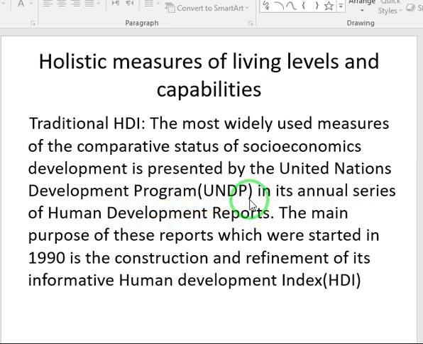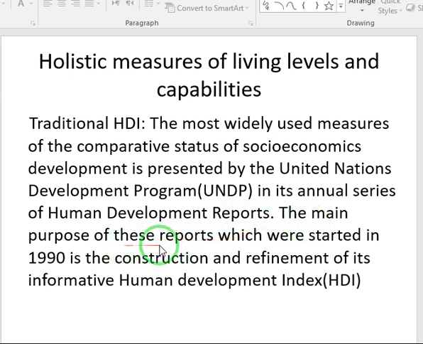This technique was presented for the first time by the UNDP, and the purpose of this technique was to measure the development status of different countries. Comparative status of socio-economic development means to compare the socio-economic development of different countries on the basis of HDI, and this was introduced by UNDP in its annual reports on human development.